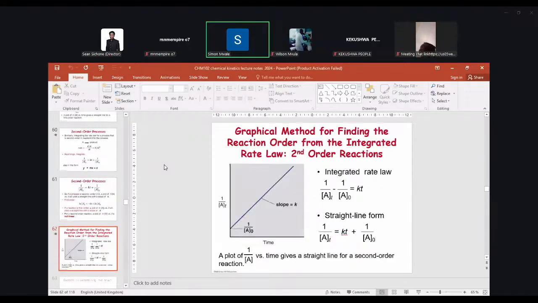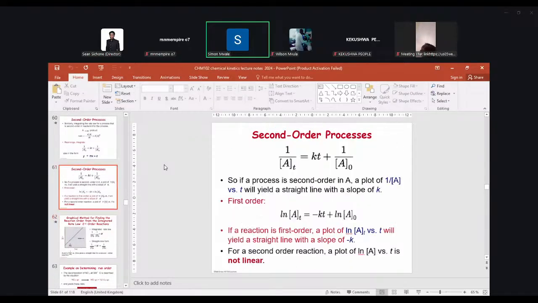So now this is just speaking about the same thing. I've already spoken about this. So this is the equation we've been dealing with. This one is for the first order, and this is for the second order. These are the integrated rate laws.